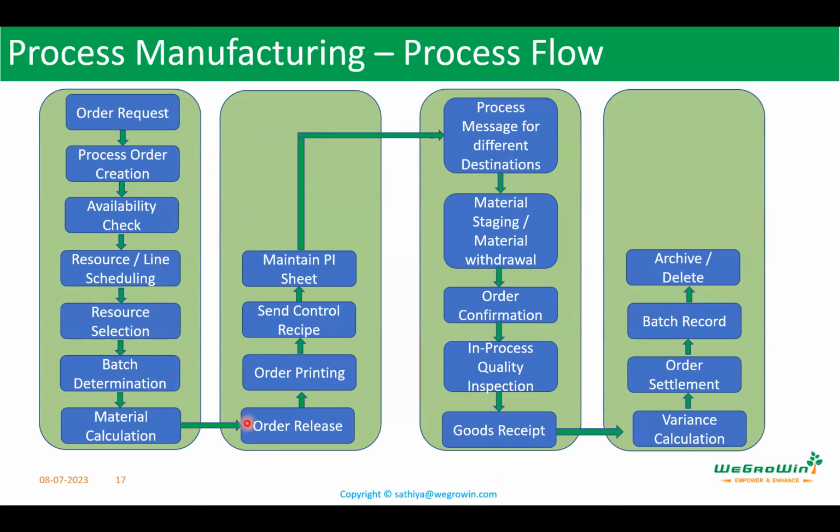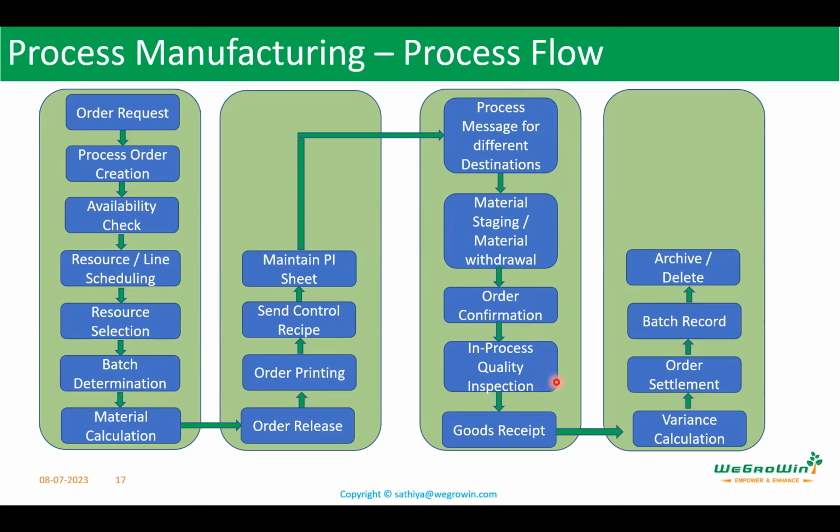Then material calculation, material release, order printed, shop floor, then the PI sheet. PI sheet means process instruction sheet. The instruction has to be given because there, how to do the production and what things they have to do will be instructed. And then process message, material staging, order confirmation. Final production confirmation is what we discussed earlier.